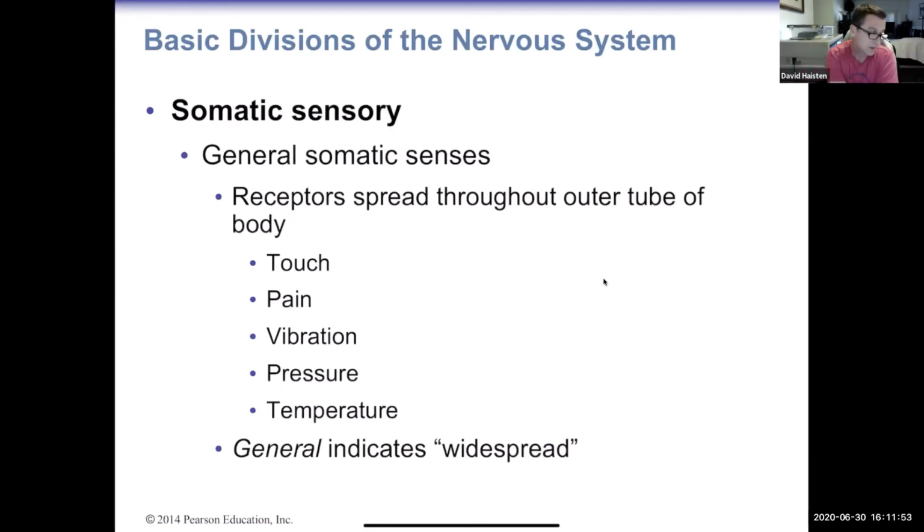SS. I told you, receptors are spread throughout the outer tube. General senses are widespread. Special senses are concentrated in your head. It's all in your head. Vision, hearing, equilibrium, SS division. Three special, and then widespread general: touch, pain, vibration, pressure, temperature. A fly crawling on your arm, bending a hair, stimulates a hair root plexus, and that signals sensation.